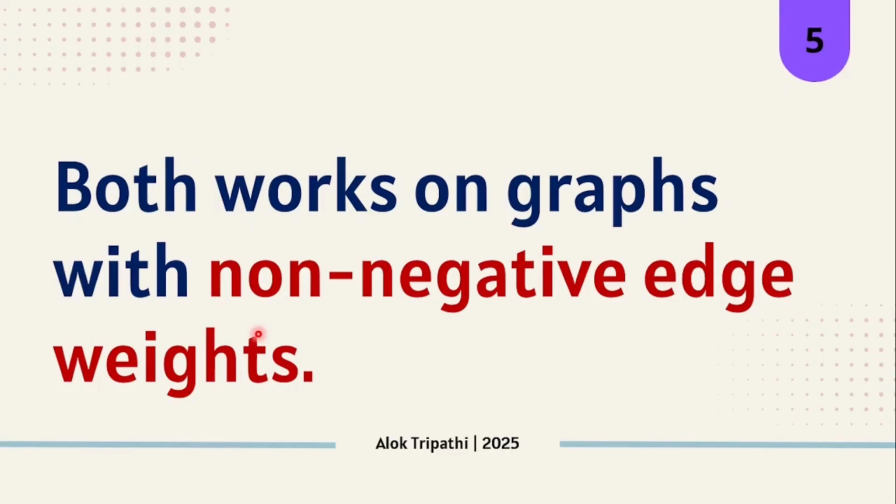Both UCS and Dijkstra's algorithm work perfectly on graphs with non-negative edge weights, but fail with graphs with negative edge weights due to their greedy nature.